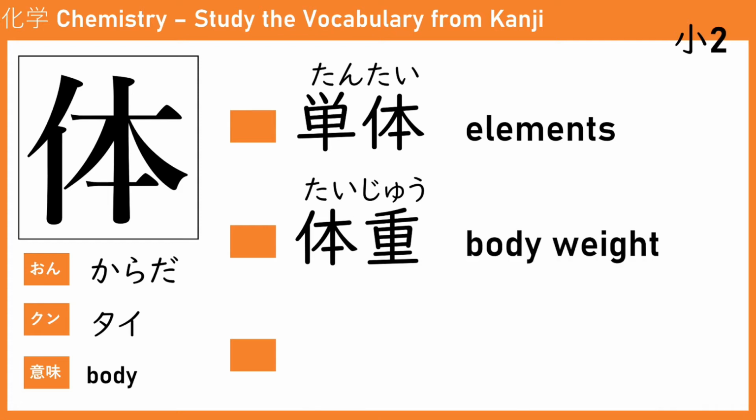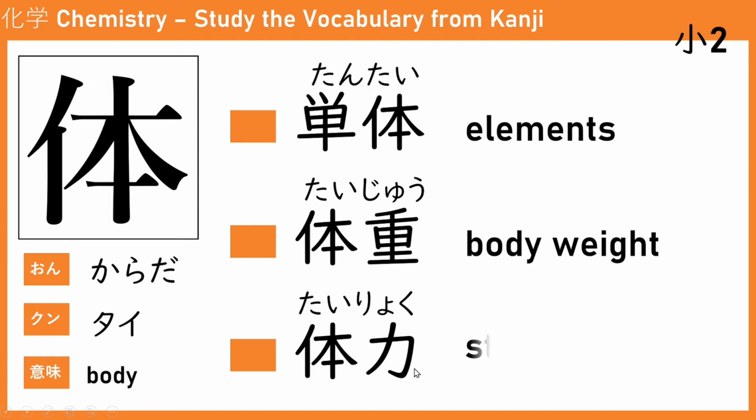So for example, my body weight is currently 64 kilograms. I just knew it like yesterday. Or tairyoku. Tairyoku, the body's strength. It means stamina. So for example, if you are an athlete, you have big stamina, good stamina. 体力がすごいね.